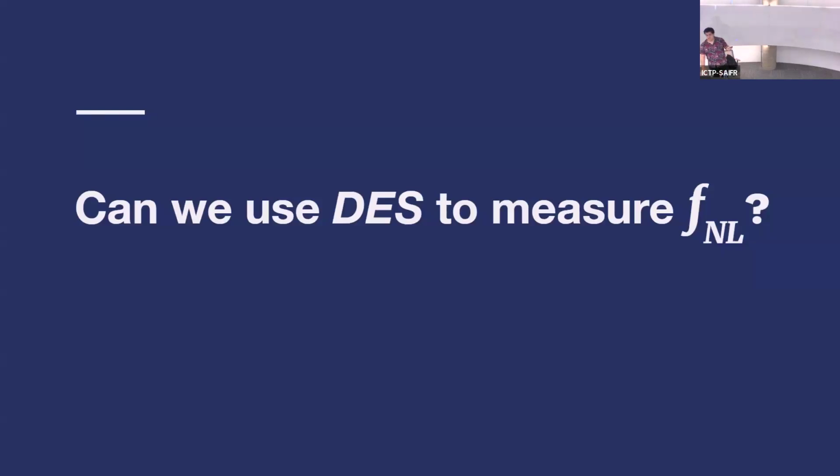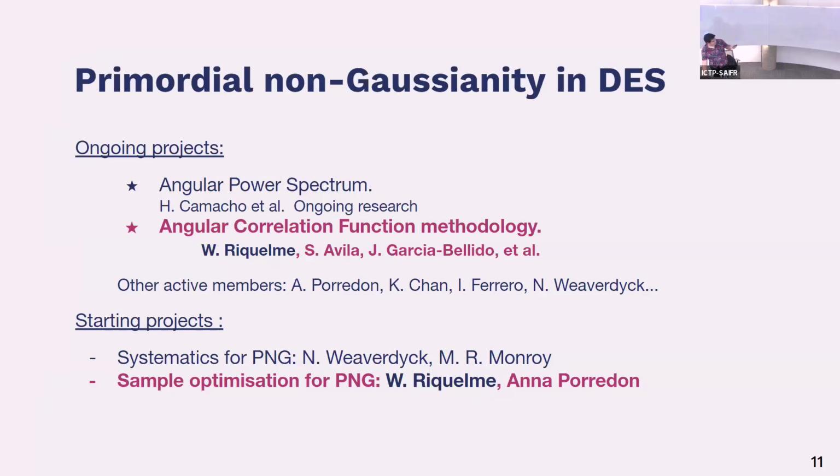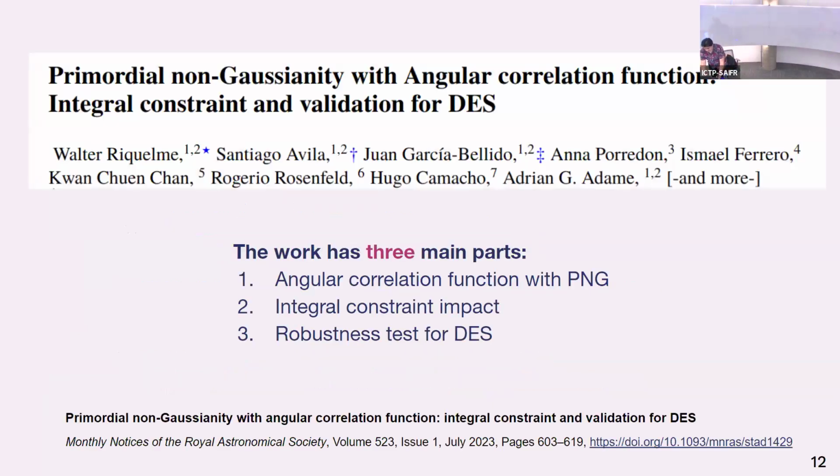So the big question is, can we use the Dark Energy Survey to measure this fNL parameter that I've been bothering you about a lot? I'm speaking on behalf of the working group within DES, and I will be talking about the angular correlation function and mostly about the sample optimization part. This work has essentially three parts. One of them is the definition of the angular correlation function. Then we will have something known as the integral constraint, and we will study the impact of the integral constraint. And then we perform some robustness tests to see whether our modeling of this probe was accurate or not.